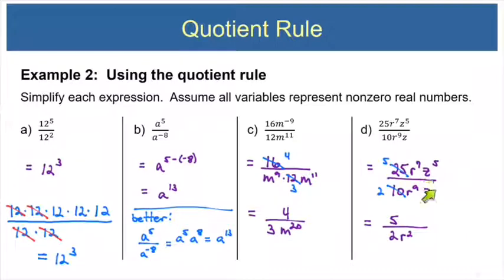So 5 minus 1 is going to be 4, and there are obviously more z's in the top than there are in the bottom. So we're going to have here z to the 4th in the top. And here all of our exponents are positive. Everything is fully simplified, so this one is finished.